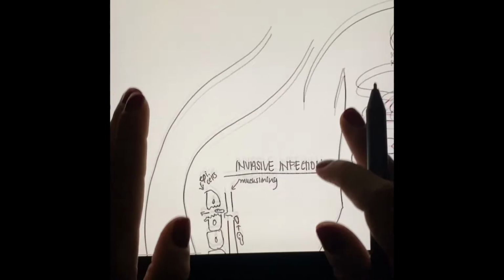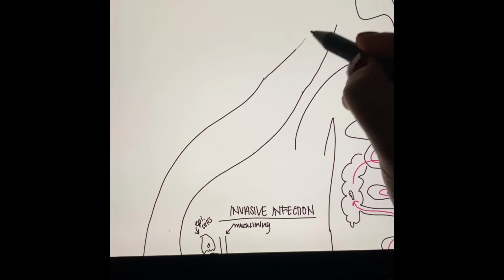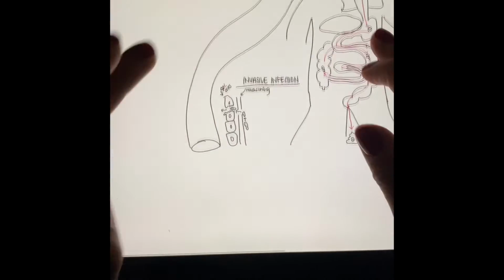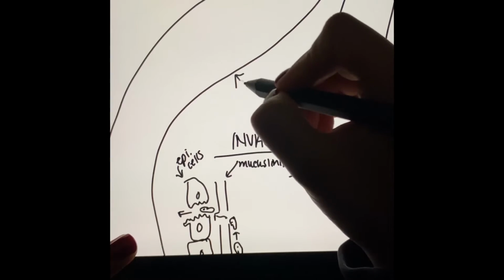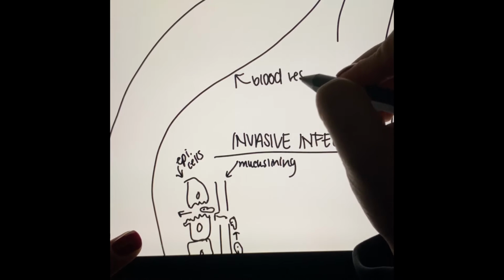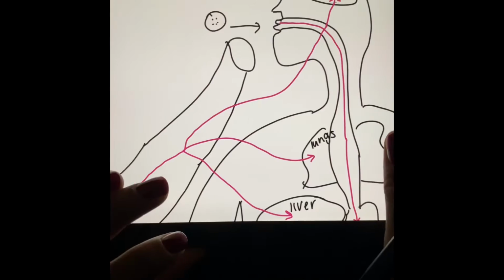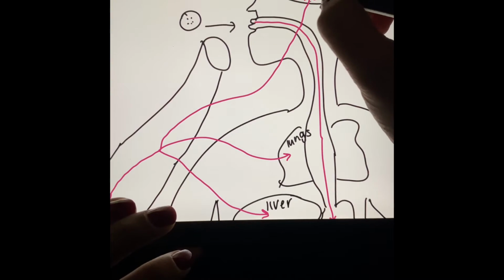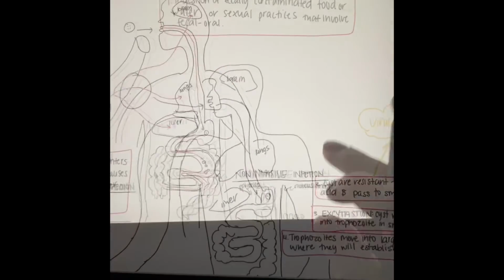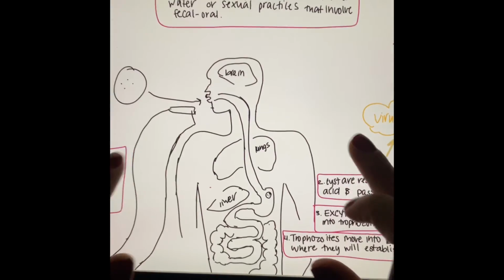And here I'm drawing a blood vessel, because that's what's next to the epithelial cells. Oftentimes it is a blood vessel, which can then allow for these trophozoites to travel to a different site, oftentimes the liver, the lungs, or the brain.